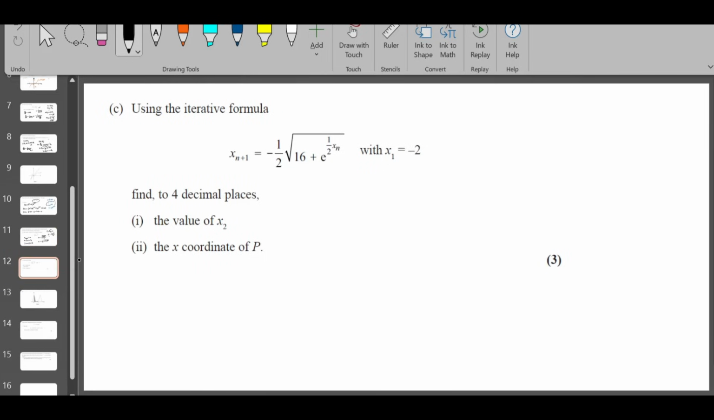They want you to use this as an iterative formula with the initial value minus 2 and find x2, and by using continuous iteration you need to find the x coordinate of P to 4 decimal places. It's a 3-mark question, so you need to write a step actually. So I'm going to write x2 is equal to minus 1 over 2 square root of 16 plus e to the power half times x1. x1 is minus 2.